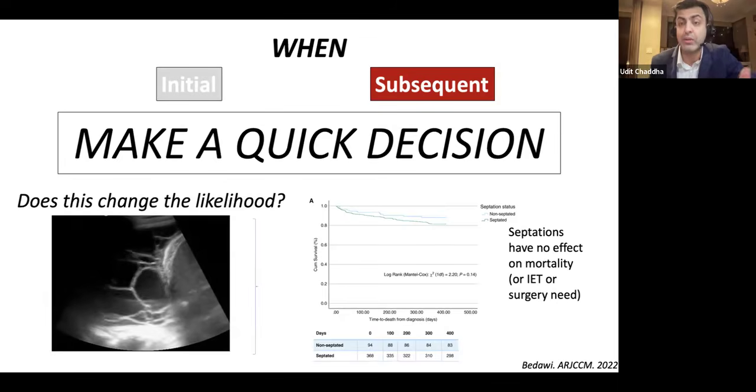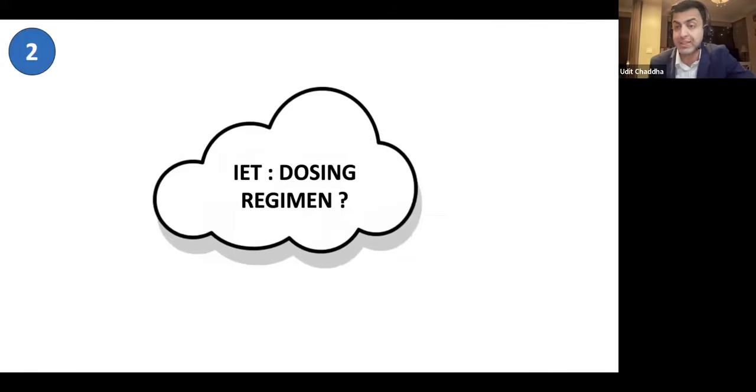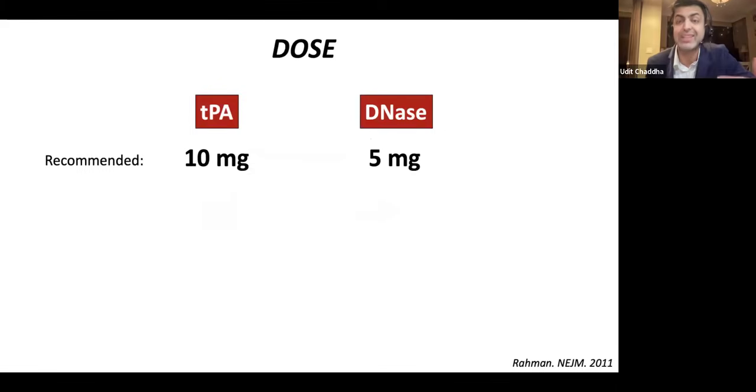Tube thoracostomy alone may work. Again, put your tube in, assess it quickly. If you need to give TPA DNase, give TPA DNase. The next question is what dose? Now we say 10 and 5.